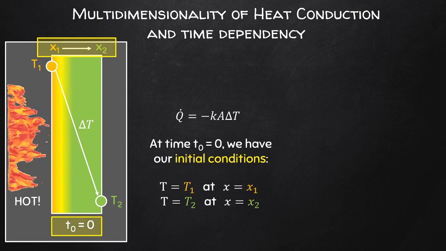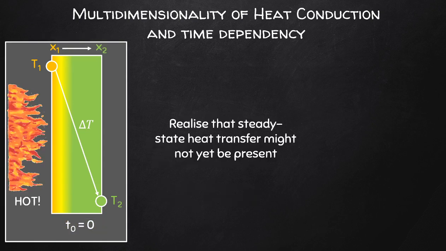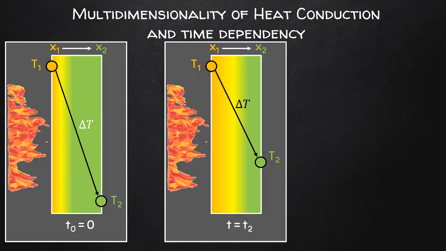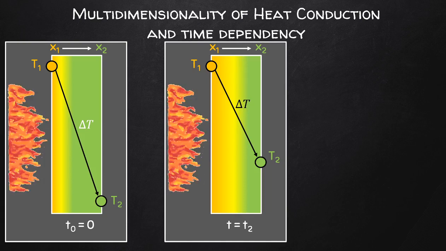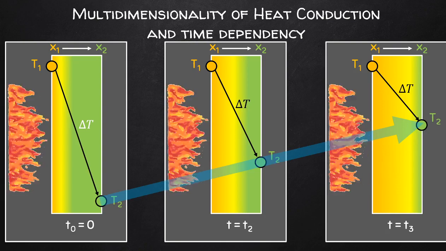The initial conditions are considered at time t0 at positions x equal to x1 and x equal to x2 as shown, where T is equal to T1 and T is equal to T2 respectively. If steady state flow of energy through the system has not yet been achieved, then these initial conditions specified may still change. So at time t equal to t1, T2, for instance, may have increased. All right, and it may still increase up to some time of t3, for example.